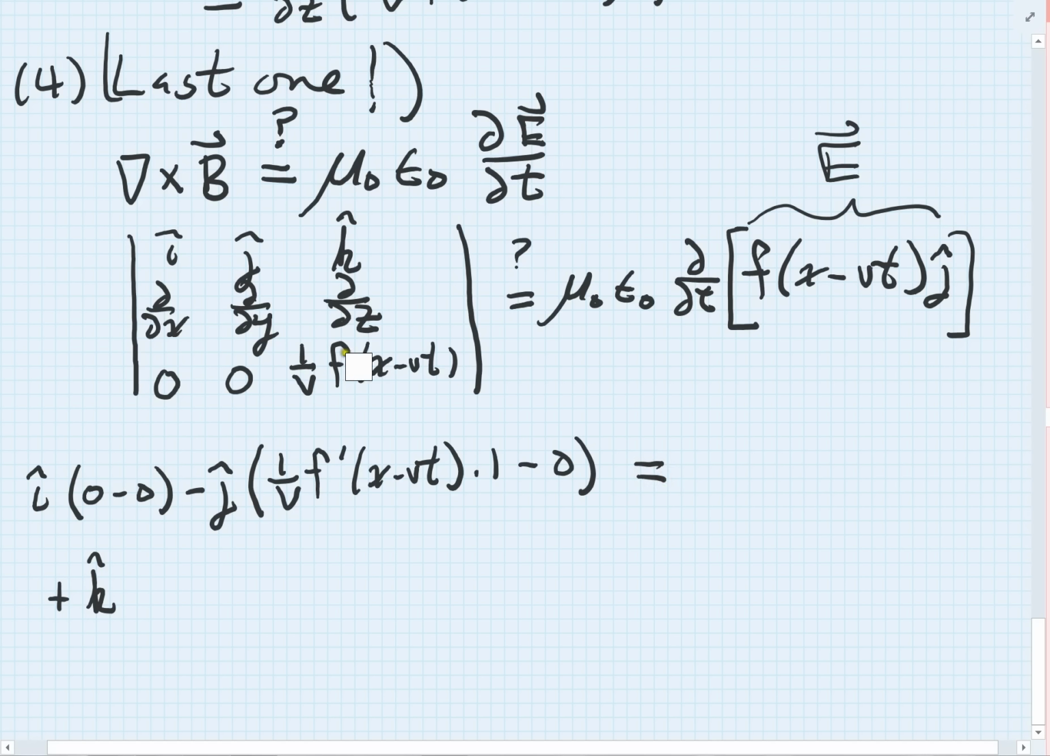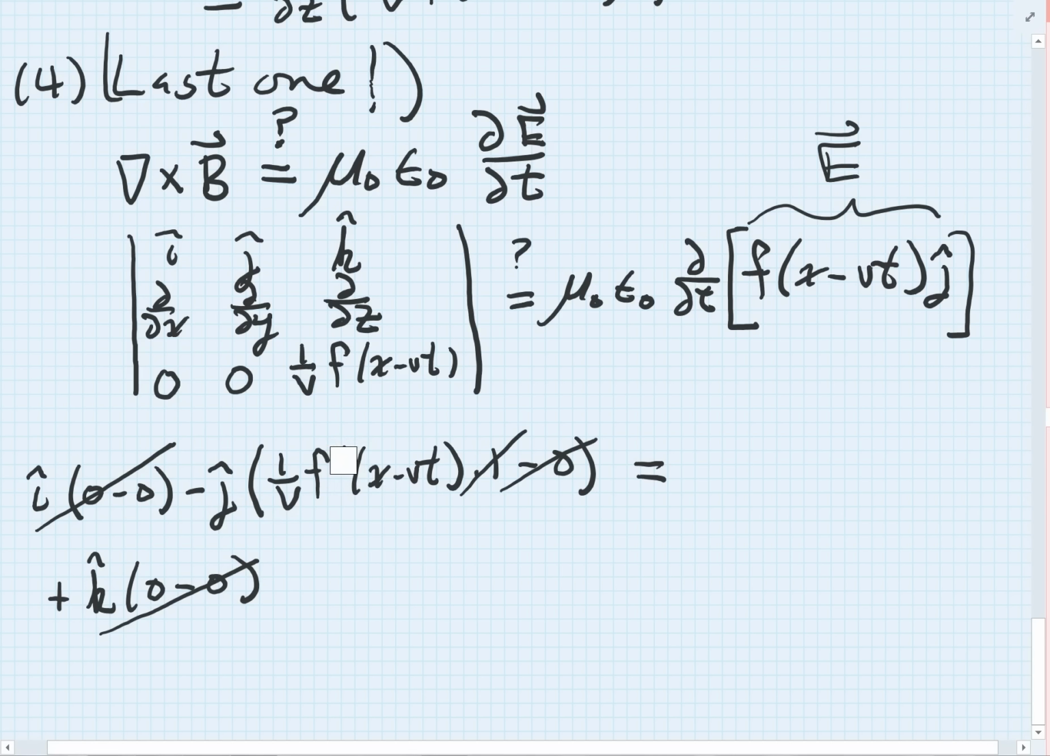For the k hat part, well, now we get lucky again because I cross out this row and this column. X derivative of 0 minus y derivative of 0. That gives me 0 minus 0. So these zeros give me nothing. These zeros give me nothing. Times 1, of course. I don't have to worry about doing that. And I've got minus 0. So it looks like I've got j hat times some derivative of f.